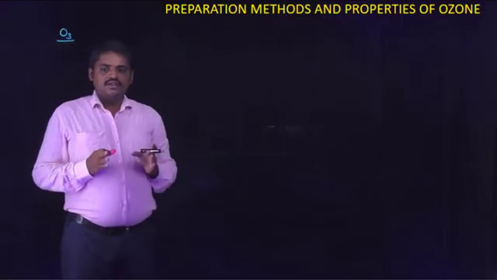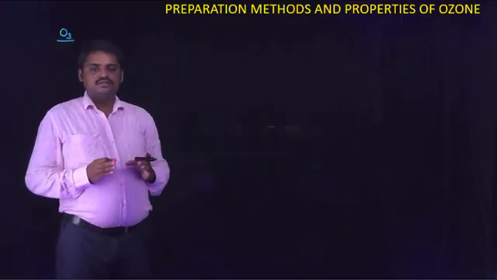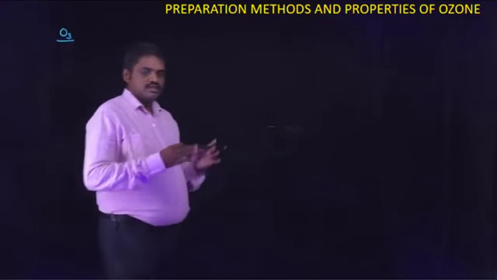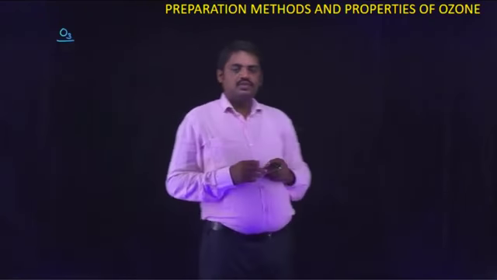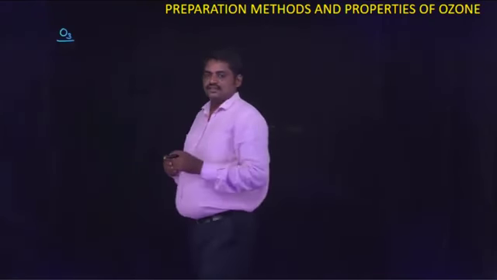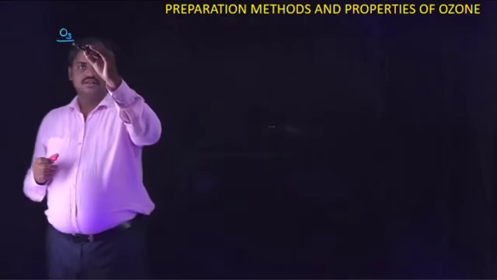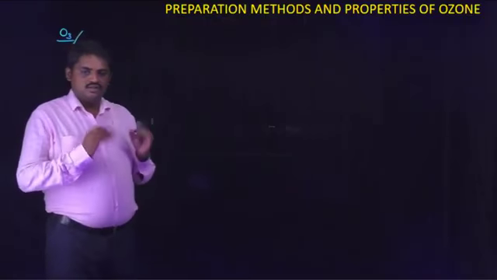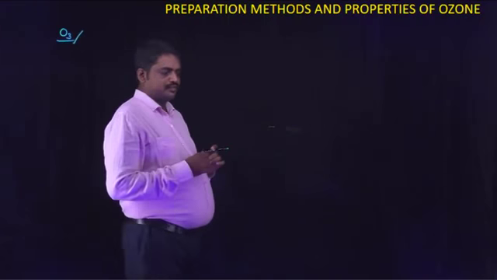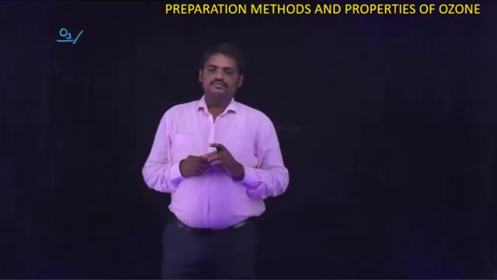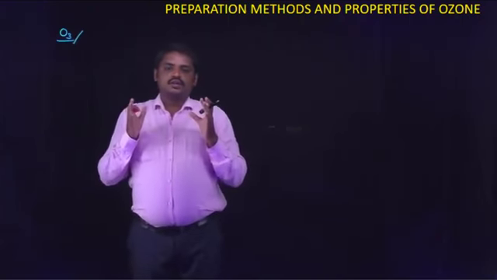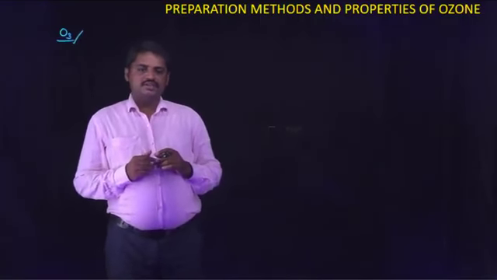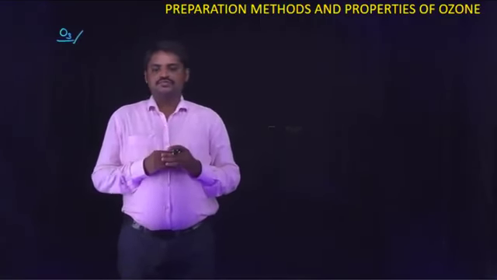So, oxygen allotropes are dioxygen, denoted as O2, and trioxygen, denoted as O3. These are oxygen allotropes. Today I am going to discuss preparation methods of ozone.